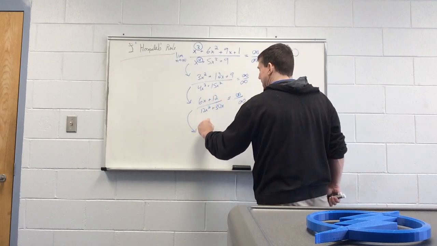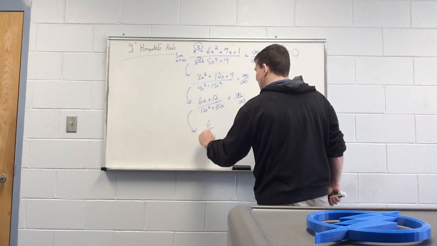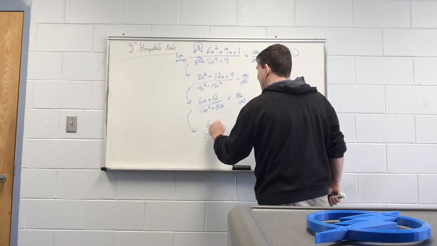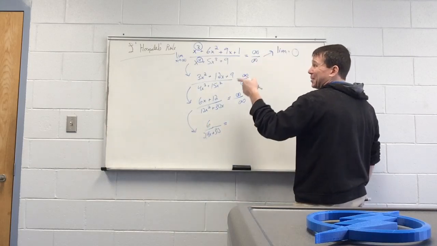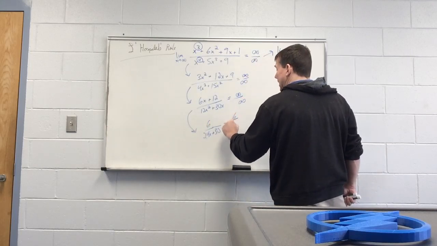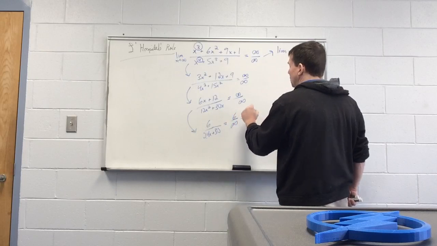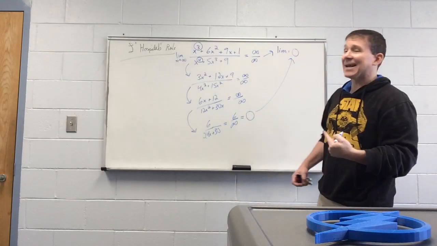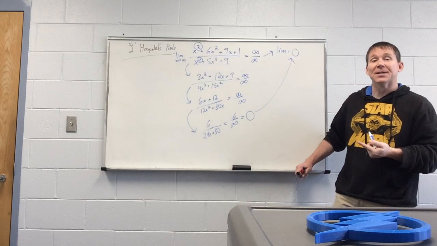And then I get 6 over 24x plus 30, which now if I plug in x equal to infinity, I get 6 over infinity, which we know is 0. And I get the limit I know that I should.